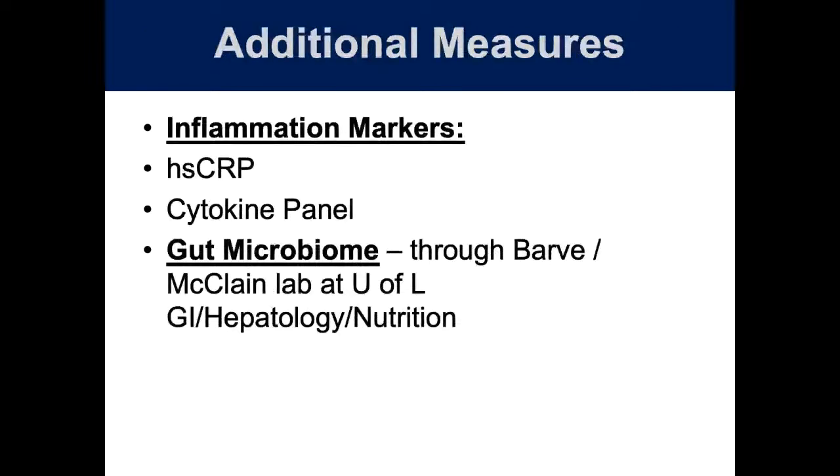We would have inflammatory markers, usually done through the lab at 5th floor at UofL, GI and Hepatology and Nutrition, and then we look at CRPs, high sensitivity CRPs, and cytokine panels, as well as the gut microbiome, which includes not only the gut microbiome in terms of stool, but also the gut microbiome interface, which we could do endoscopically by doing those mucosal biopsies in the microbiome.